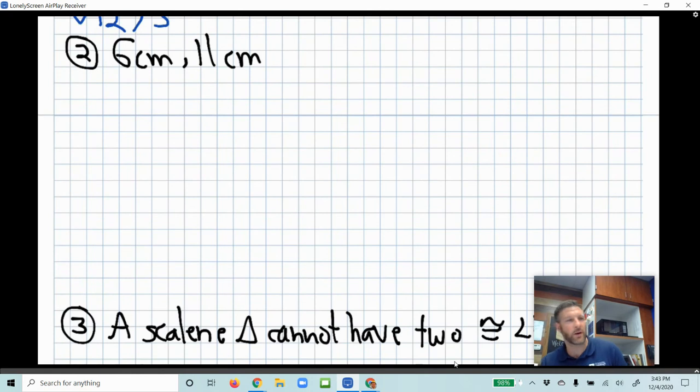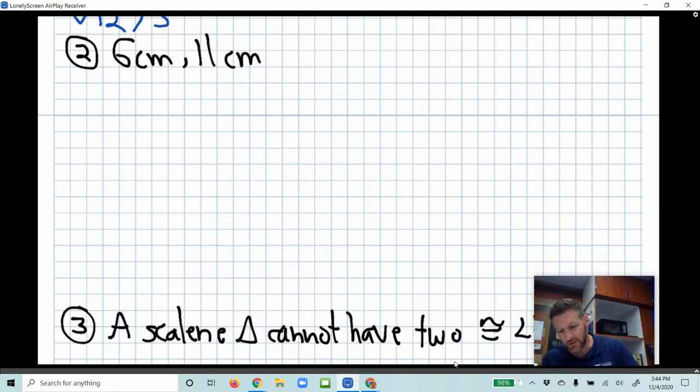Okay, how about second question? Similar, but another slightly different application. It says the lengths of two sides of a triangle are 6 centimeters and 11 centimeters. Find the range of possible lengths for the third side. So now we're not trying to find a third side, but we're trying to see what is possible. How big or small could the third side be?